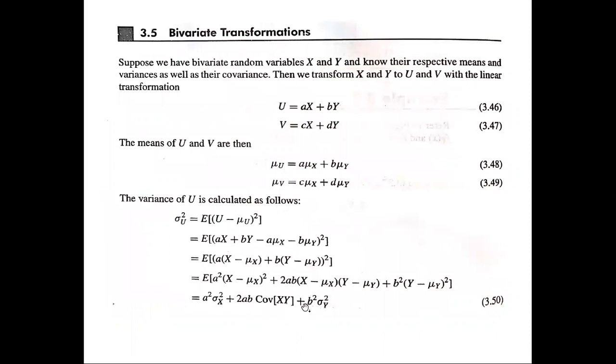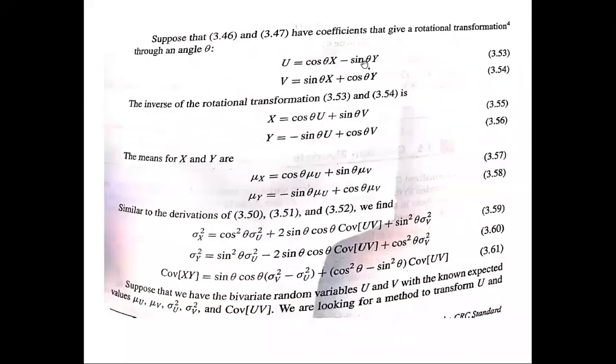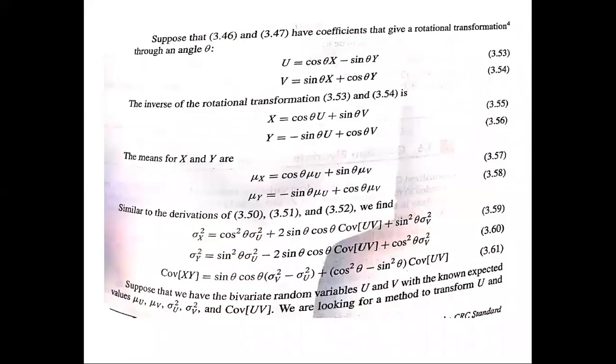3.50 is given over here. So we know A is cos theta, B is minus sine theta; substitute all that. Then similarly, C is sine theta, D is cos theta, A is cos theta, and B is minus sine theta. You substitute all that in what we call equations 3.50, 3.51, 3.52. You are going to get the equations like this.